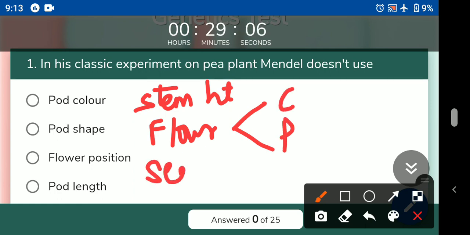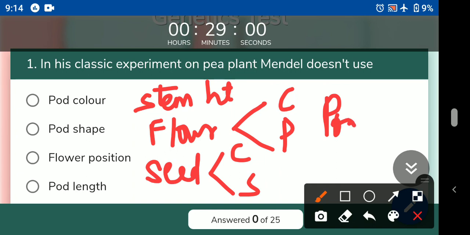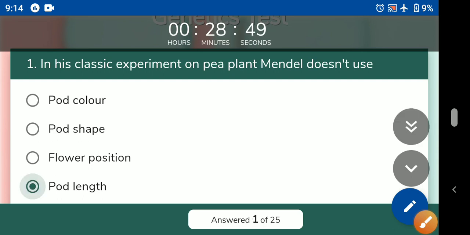In case of seed, he used two conditions. One is the color and one is the shape. In case of pod, he used two conditions. One was the pod color and one was the pod shape. What was not used out of that was pod length. So our correct answer is pod length.